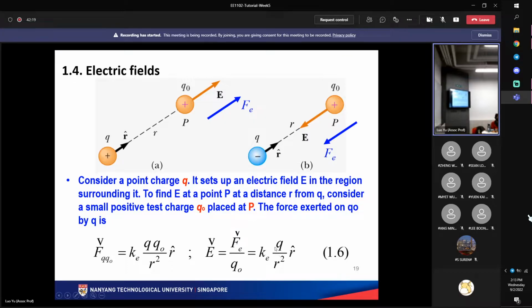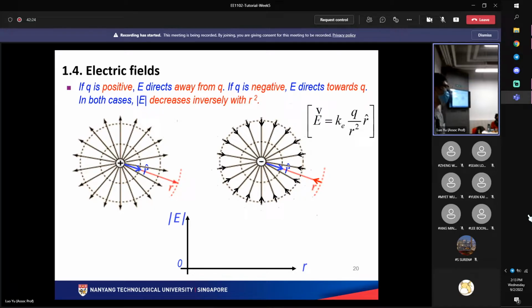So there are two properties related with this formula: one related with the direction, the other related with the magnitude. For direction, if Q is positive, the electric field is always along the positive radial direction. So if you plot the electric field lines, they point from this particle to infinity along the radial direction. But if this is a negative charge, then the electric field points from infinity back to this source negative charge.